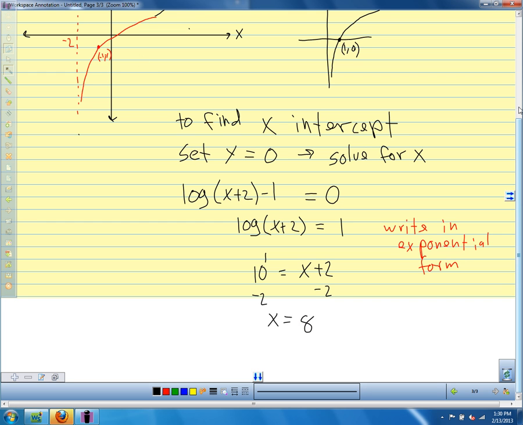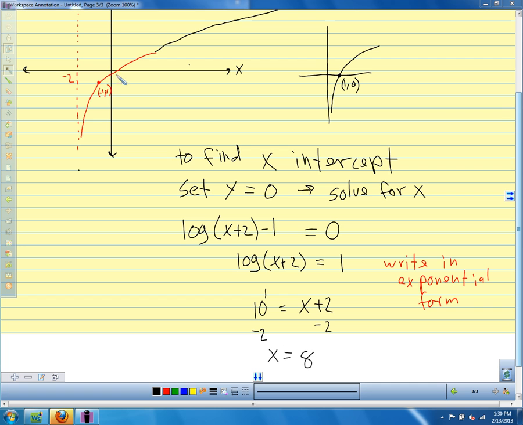So my graph is not quite accurate because this point should be over at, if I drew an accurate sketch, this point would be at 8, 0. So if the problem asks you to find the x-intercept, set the function equal to 0, and then switch it to exponential form and solve for x. So we know how to do that. We learned how to do that yesterday.